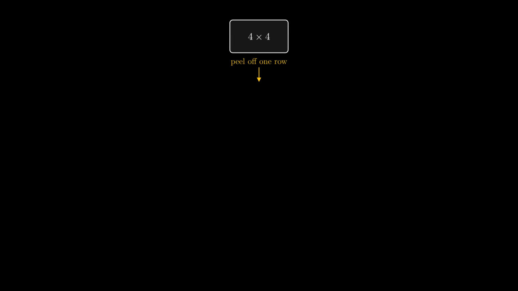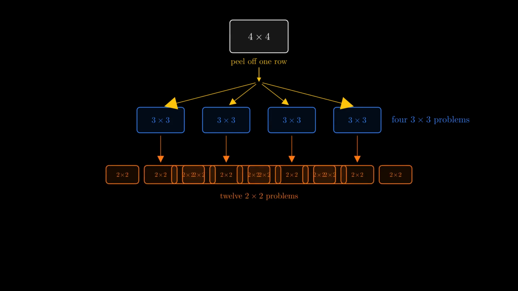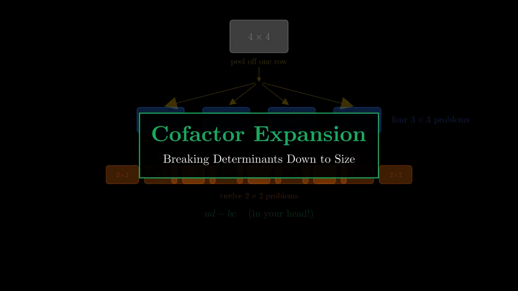Peel off one row, and the 4x4 problem becomes 4 3x3 problems. Each of those 3x3 problems becomes 3 2x2 problems, and a 2x2 determinant you can do in your head. That cascade of breaking things down is called cofactor expansion.